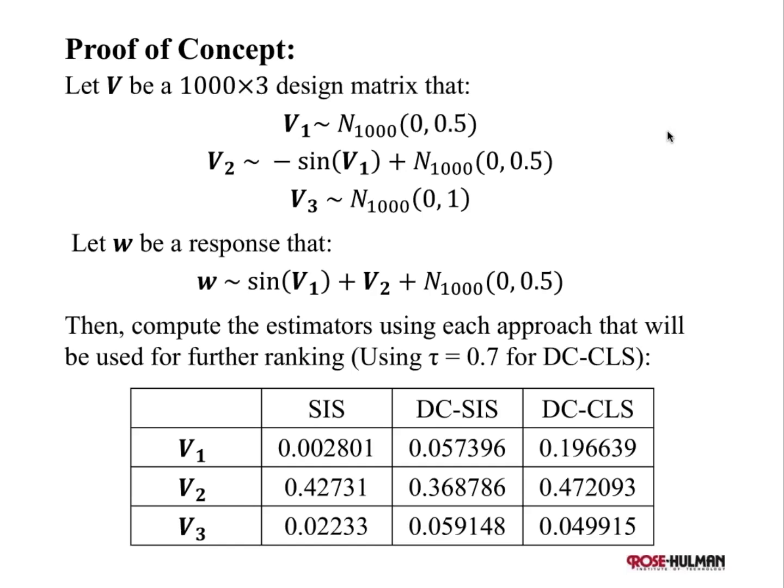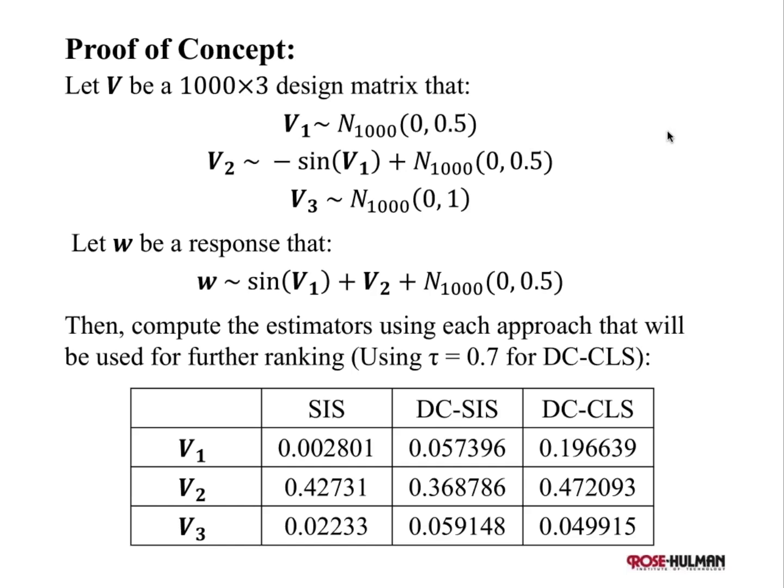However, the response is actually correlated with the sign function of the first column. And then we would compute the estimators using each approach that will be used for further ranking, including SIS, DC-SIS, and DC-CLS. And here we use a tau equal to 0.7 for DC-CLS.